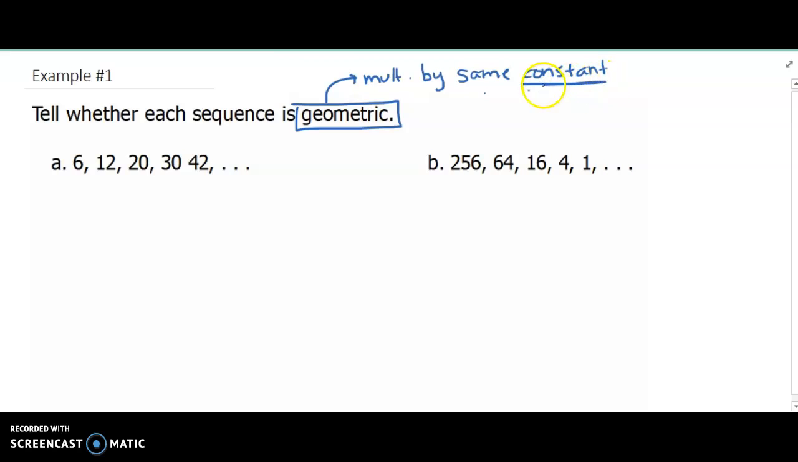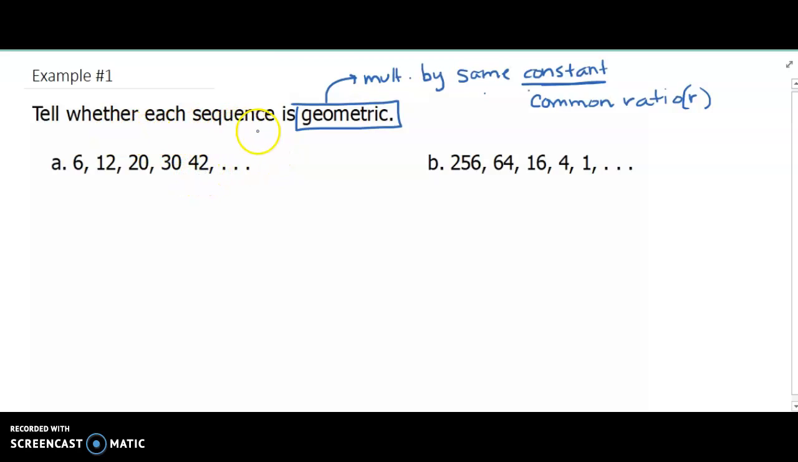Remember, multiplying by 1/4 is the same as dividing by 4. Okay, and this constant that we are constantly multiplying by, this is called the common ratio. And we use a little r to represent it. Okay, all right, now let's look at example 1 here.